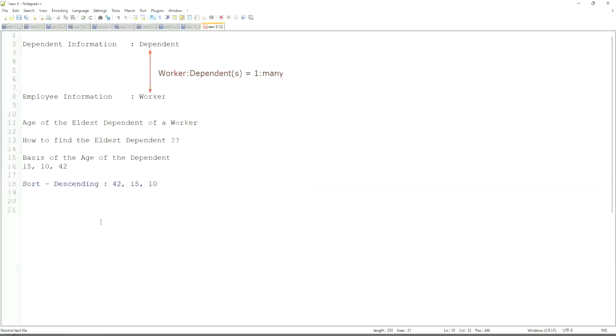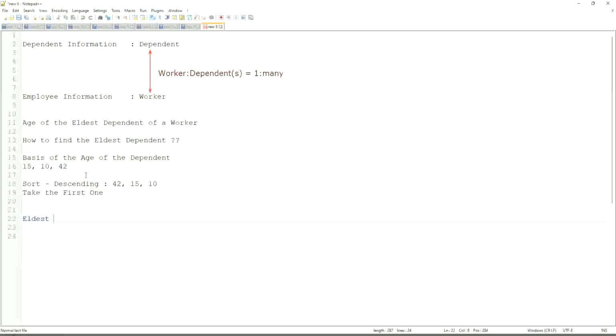And then what would you do? Take the first one. So sort descending. Take the first one. That is equivalent to the eldest. Right. This is the eldest.